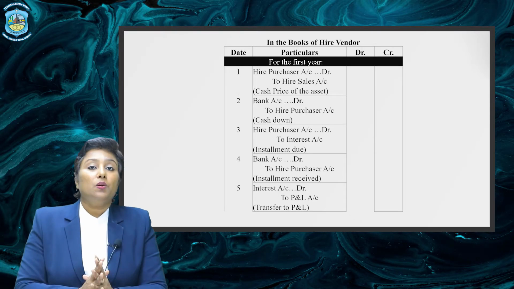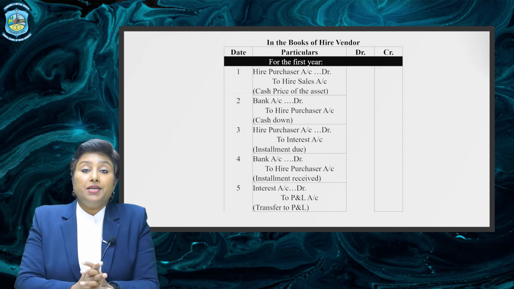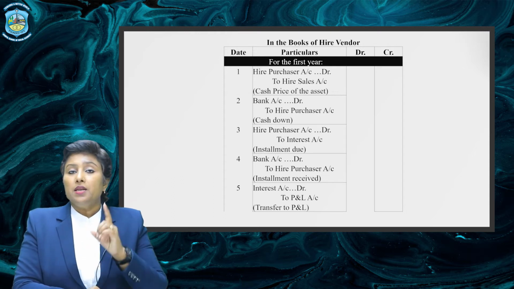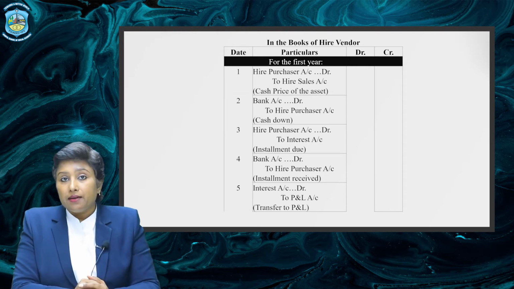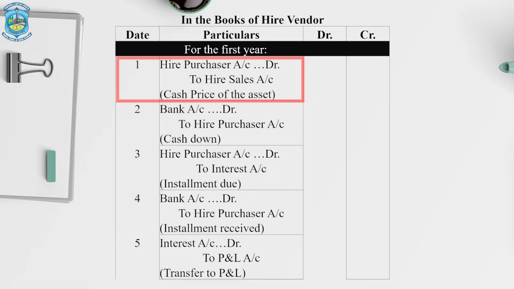So, as I told, the vendor would be recording the very first entry of sale. Now, since this is a credit sale, purchaser stands as a debtor in the books of the vendor. The debtor will be debited as increase in debtor, and sales being a revenue will be recorded as a credit amount. Therefore, the entry would be hire purchaser account debited to hire sales. What shall be the amount now? Yes, the entire amount of cash price of the asset.